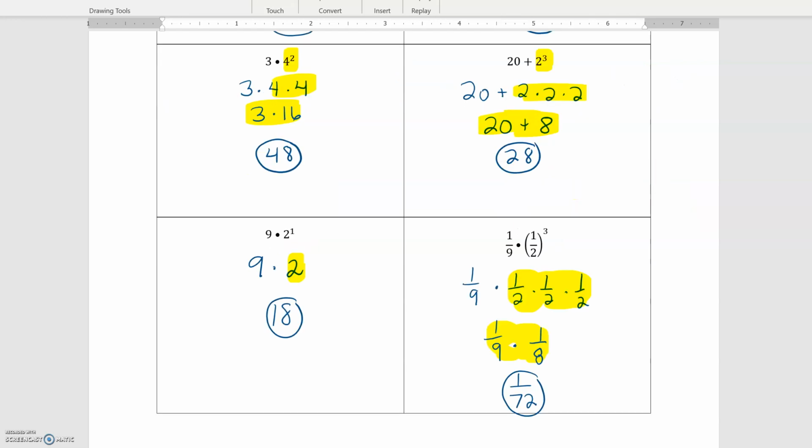Here are the answers for the bottom 4 questions. Note that for each problem, I rewrote each exponent as multiplication. Then I evaluated that expression to find its value. Then I either multiplied or added to get the final answer for each problem. Ask any questions you may have, and then when you're done, take the exit ticket for today's lesson.